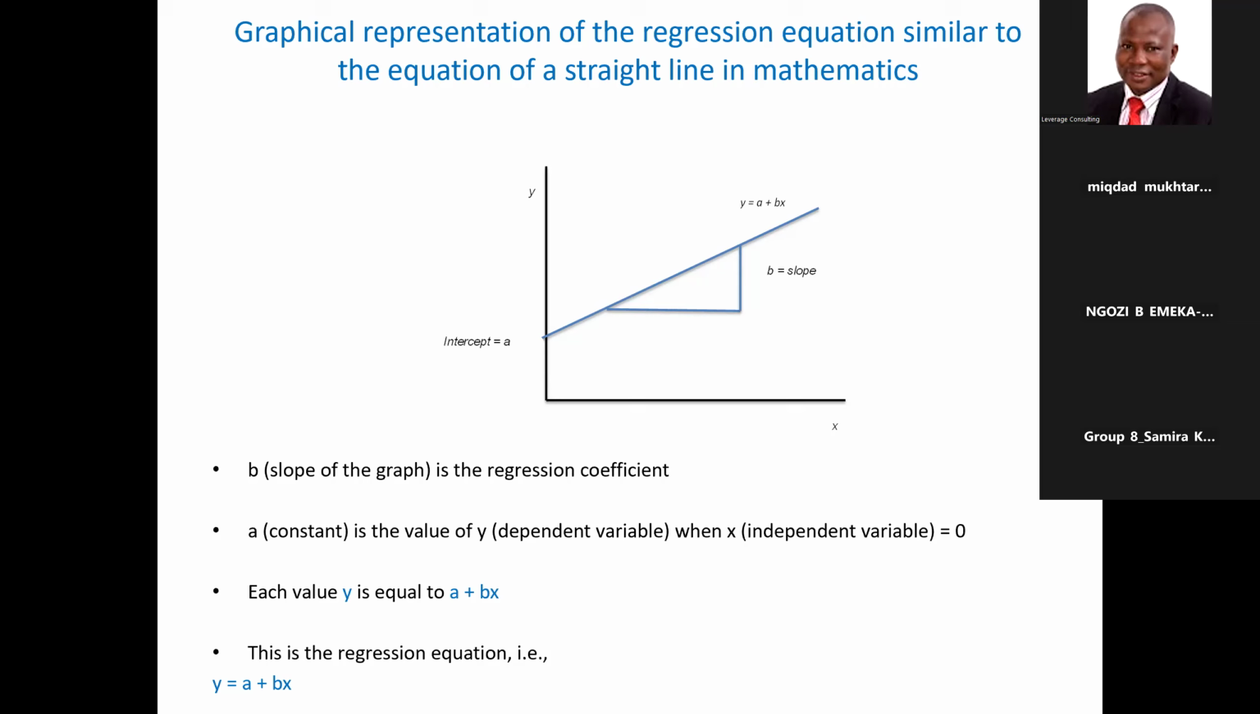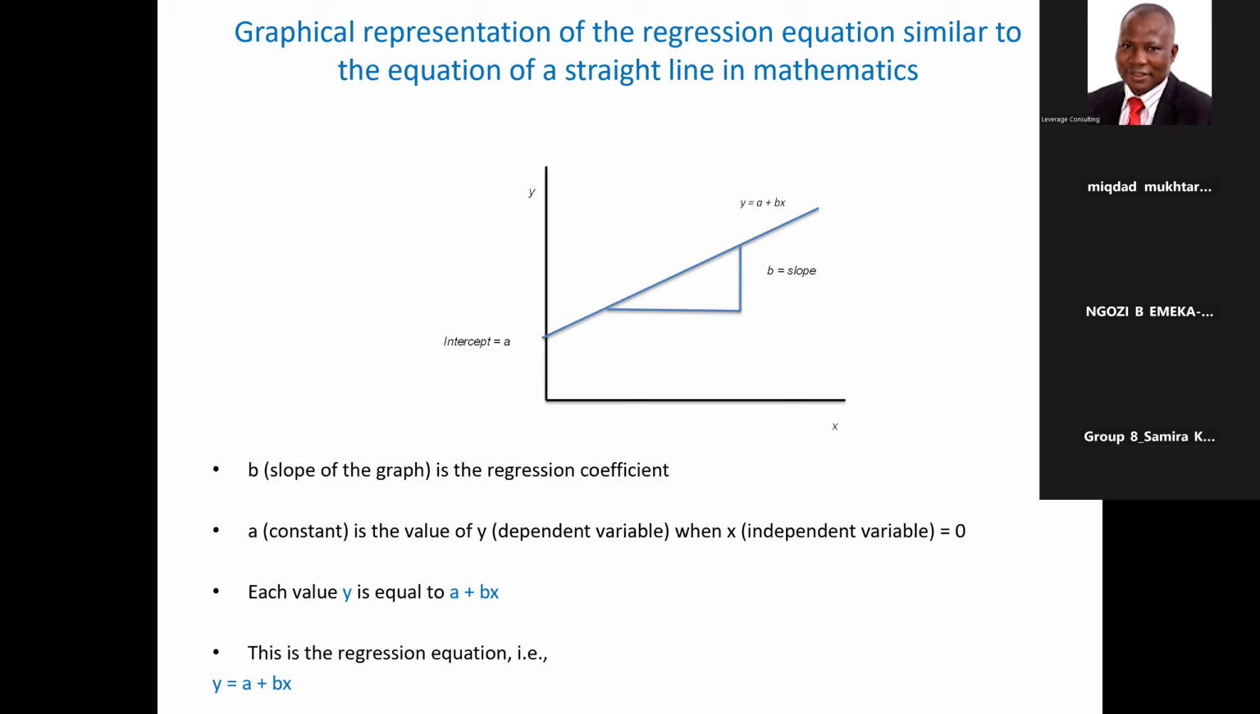That is the change in y over change in x. B, the slope of the graph, is the regression coefficient. A is the constant, the value of y, the dependent variable, when x, the independent variable, is 0. Each value of y is equal to a plus bx.